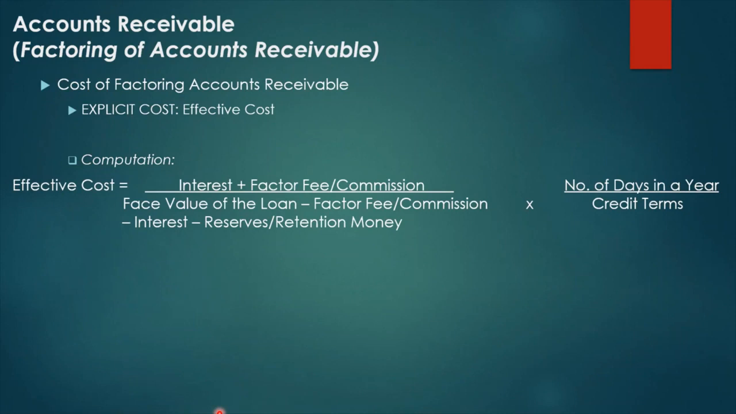Now, ano ba ang cost of factoring accounts receivable? Well, explicit cost niya is effective cost. Kung saan ang computation niya is interest plus factor fee or the commission divided by the face value of the loan minus the factor fee or commission minus the interest minus the reserves or retention money, also known as factor holdback, times the number of days in a year divided by the credit term. So as we can see, itong denominator na to sa baba, it can be simply stated as the net proceeds ng loan. So ulitin ko lang, itong denominator sa baba, it can be simply stated as the net proceeds ng loan.